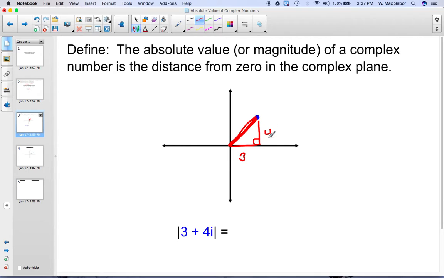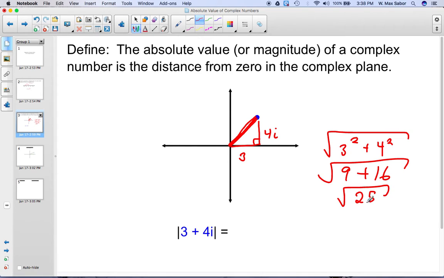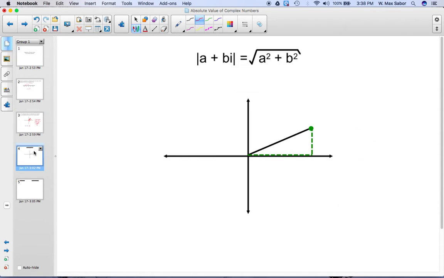So this is 3, that's 4i, and we'll use the Pythagorean theorem to say, well, you know that off the top of your head by now. 9 plus 16, square root of 25 is 5. So the absolute value of 3 plus 4i is 5 by the Pythagorean theorem. In general, you're always going to be calculating with the Pythagorean theorem. We say that this horizontal distance is a, this vertical distance is b, and then this is the magnitude.